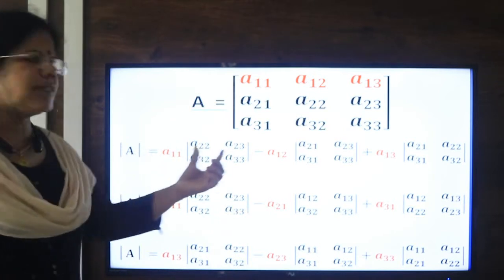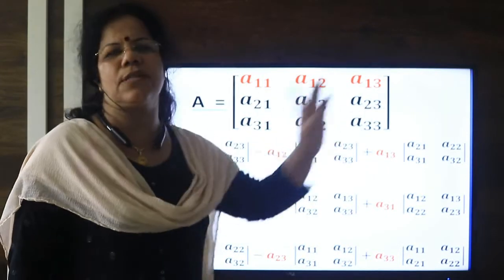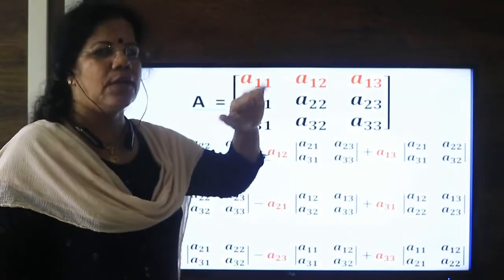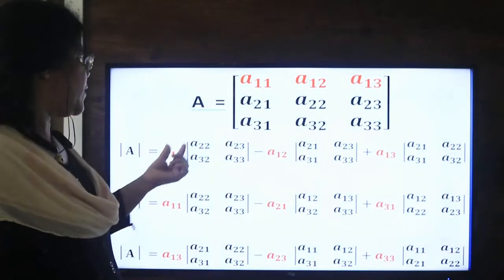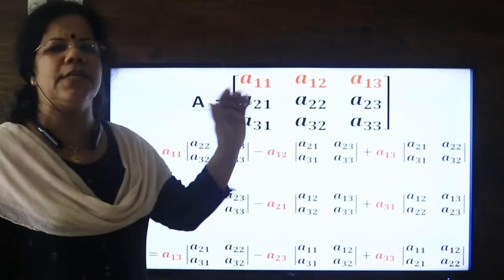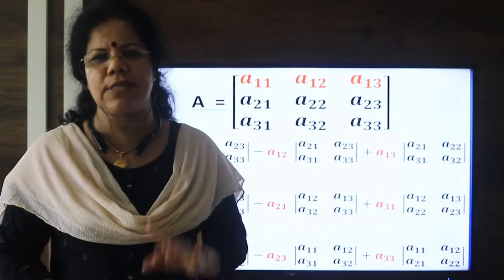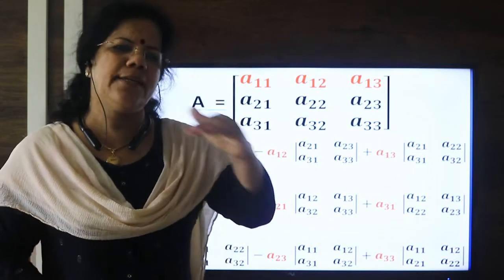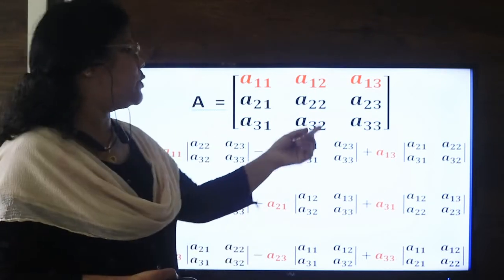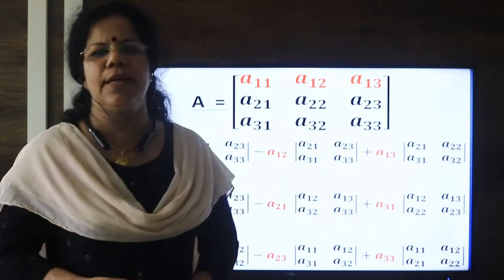Here, in the first case, I have used A11, A12, A13, which is the first row. So, the determinant expansion is done using the first row. Now, how we proceed: A11 into the determinant A22, A23, A32, A33. What is the speciality of this determinant? A11 lies in the first row and first column. If you delete that row and column, you will get a determinant of order 2 by 2, that is, the determinant A22, A23, A32, A33.